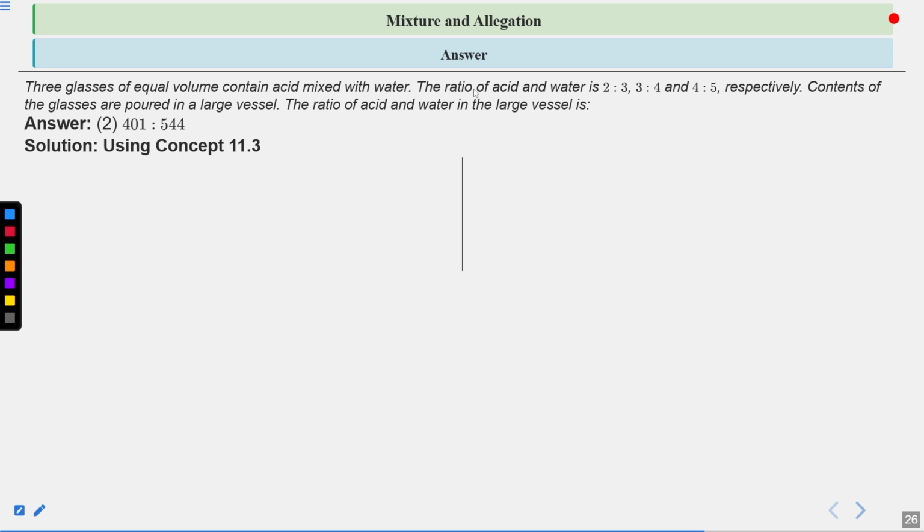Now see the detailed solution using concept 11.3. We can say the acid ratio water in the mixture is 2 ratio 3 in glass 1, so the total becomes 5 unit. In the second glass it is 3 ratio 4, so the total becomes 7 unit. In the third glass the ratio is 4 ratio 5, so the total becomes 9 unit.